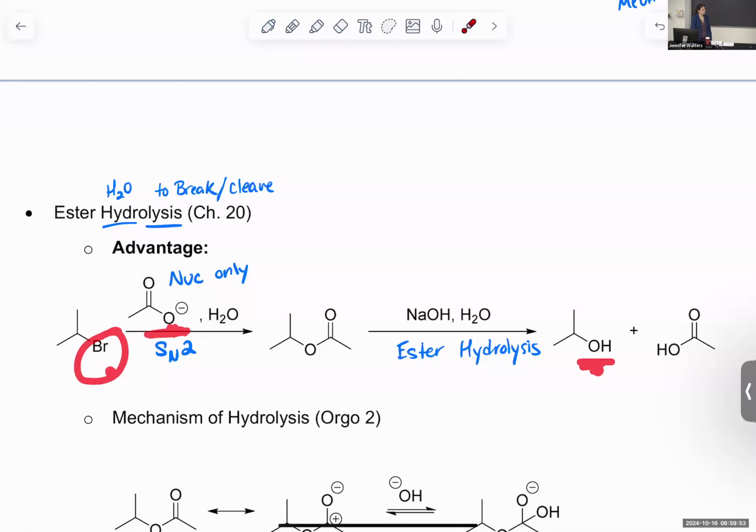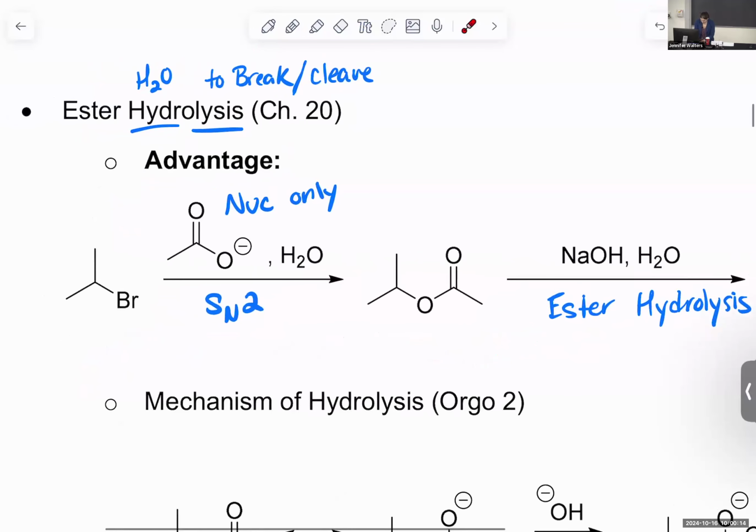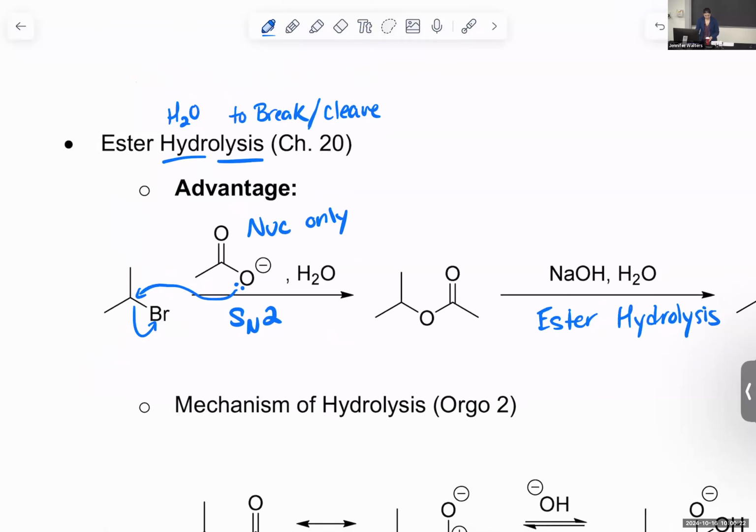So that's the concern. So ester hydrolysis is a benefit, it's an extra step, but it prevents any of our elimination product from forming because I'm using a reagent that can't be a base. So I get to use an OH without starting with OH minus. So the first step is that SN2. That gives us our ester.